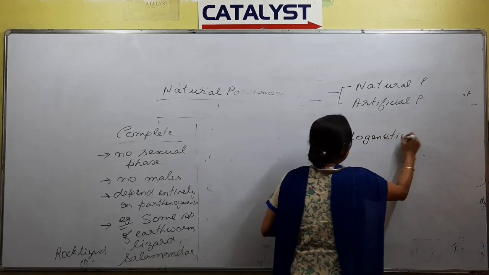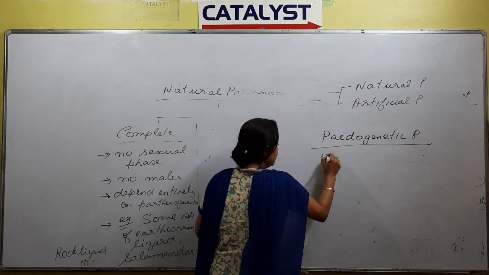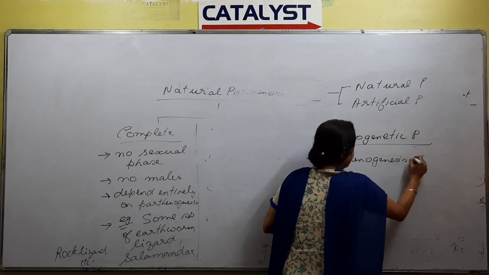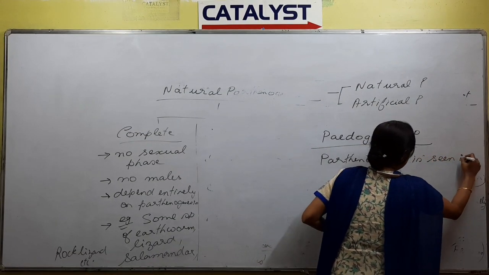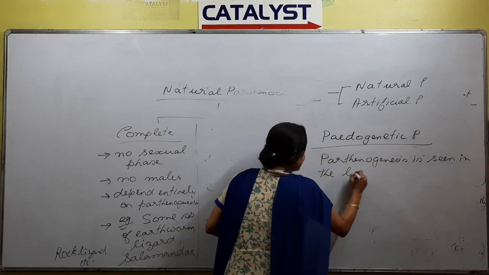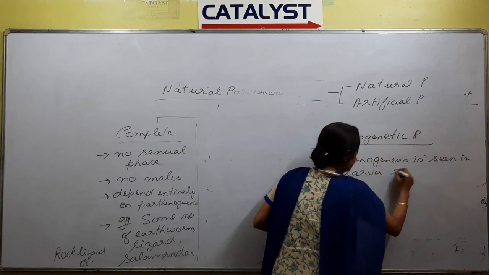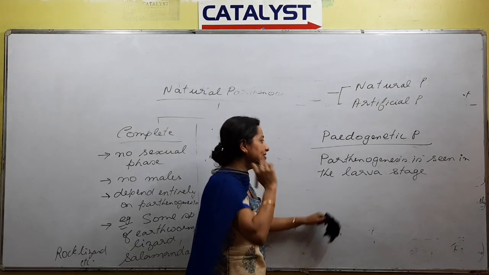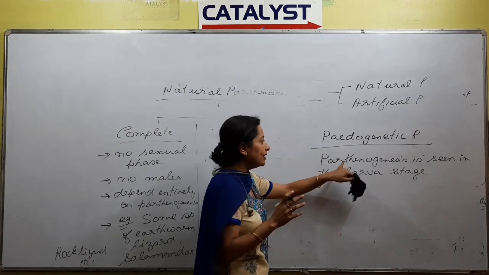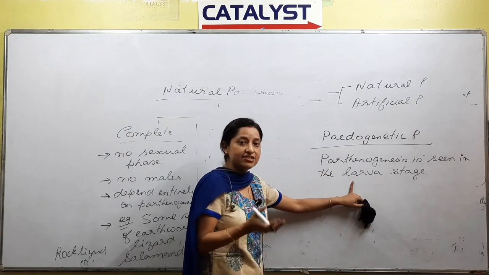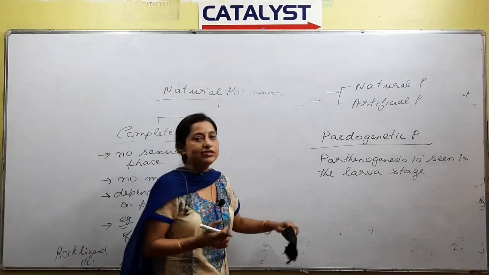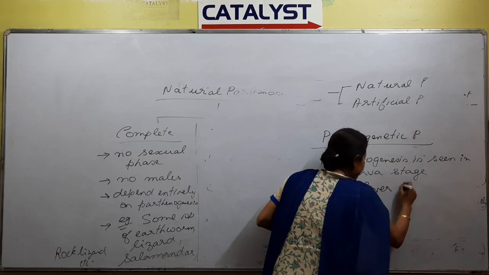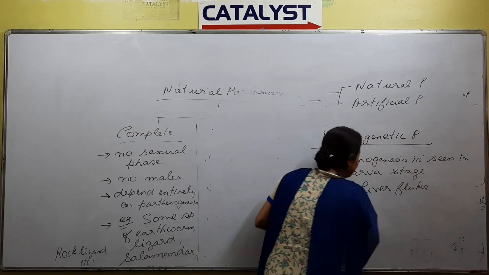Pedogenetic parthenogenesis: when parthenogenesis is seen in the larva stage. Do you understand larva? Right? The stage before becoming complete is called the larva stage or the young stage, no? When parthenogenesis is seen in the larva stage itself, then it is called pedogenetic parthenogenesis. It is commonly seen in liver fluke. Right?